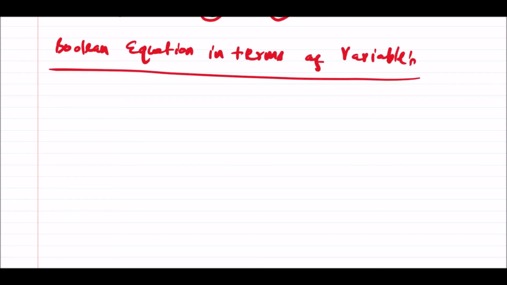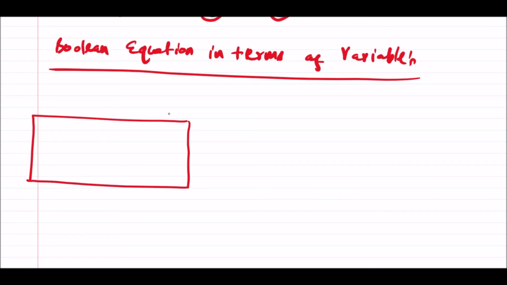Now if we need to write down the Boolean equation in terms of variables, then we need to draw the K-map. Boolean equation in terms of variables. As we have 3 input variables, we need to draw the 3-variable K-map, one for sum and another for carry.